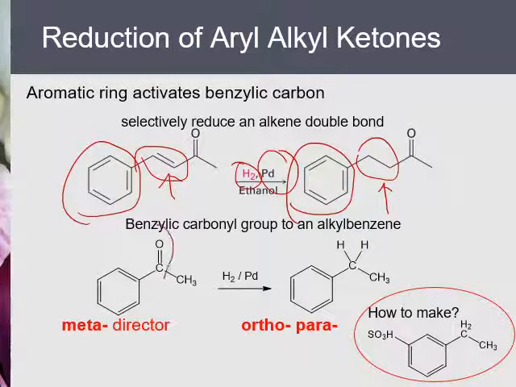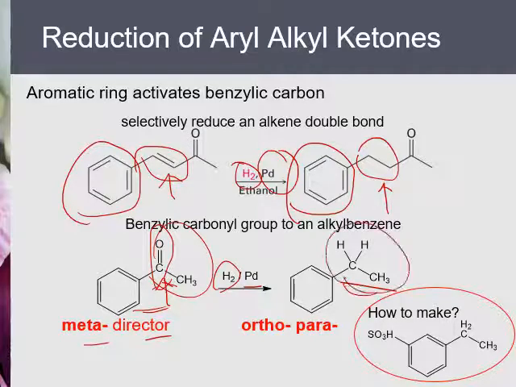Now, when a carbonyl group is directly attached to benzene, this is a benzylic carbonyl group. And a benzylic carbonyl group can also be reduced by hydrogen gas with palladium as a catalyst, forming an alkyl group. So acetophenone is converted to ethylbenzene. The interesting thing in this reaction is that the acetyl group is a meta director, and the alkyl group is an ortho-para director. And this has an importance in organic synthesis.